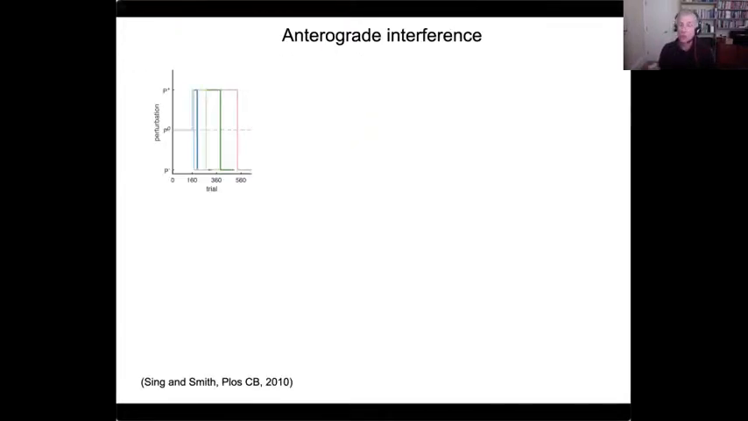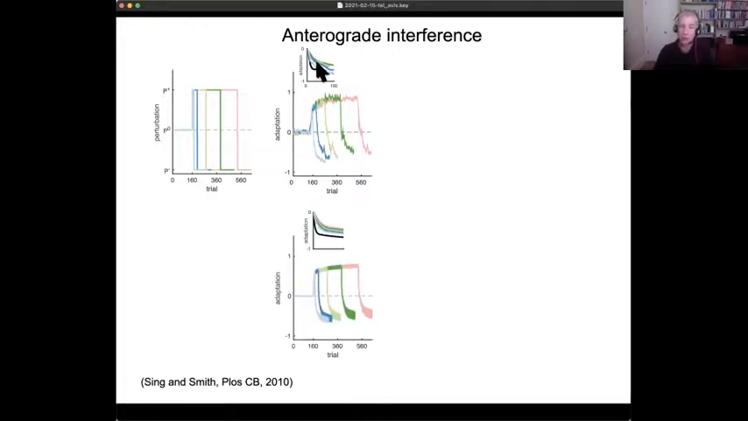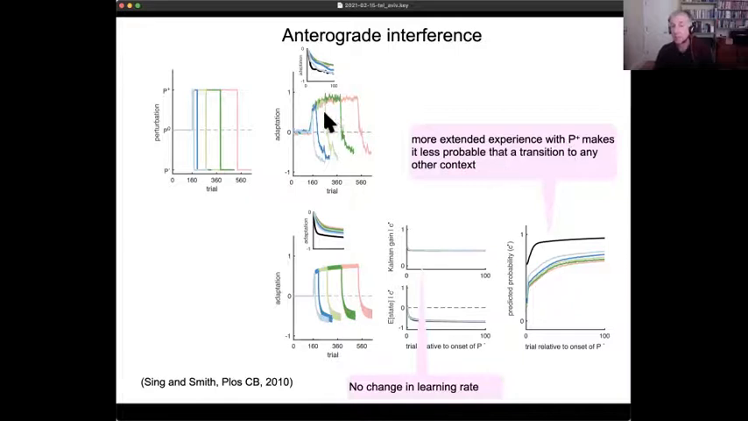Cutting a long story short, the same thing is true of anterograde interference. Anterograde interference says the longer you learn P plus for, the harder it is going to be to learn P minus after. And that's shown here. If you learn P plus and then get a P minus, you're slower to learn here than you are to learn here. And that's just shown in these little insets. And again, the model reproduces this very nicely. And again, it's nothing to do with learning rates or state. It's got to do with the fact that more experience of P plus makes you think that it's less likely that it will move to P minus. So it's all about contextual inference driving these sorts of effects.